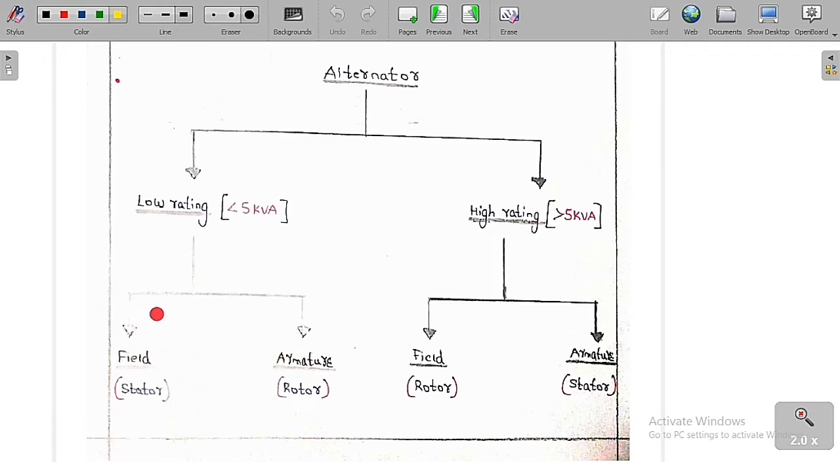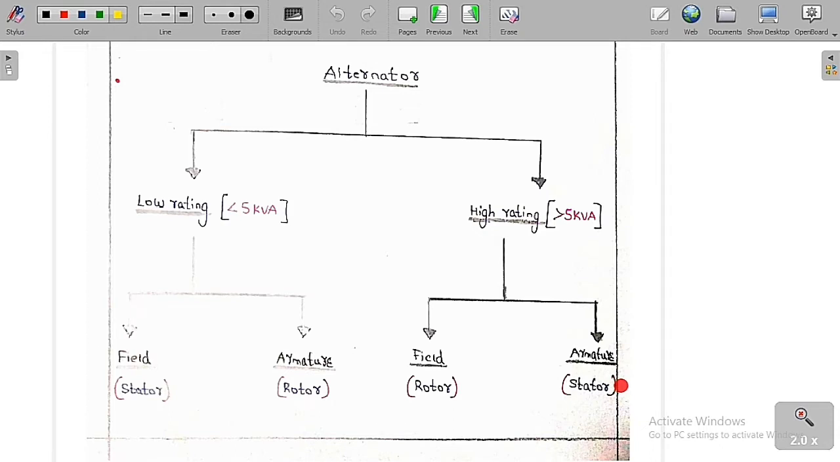So low rating means field winding is on the stator and the armature winding is on the rotor. And for higher rating, we do the reverse process. The field winding is kept on the rotor and the armature winding is kept on the stator. So this is the alternator. So in the alternator, based on the ratings, we have to keep the field winding and the armature winding with the stator or with the rotor.